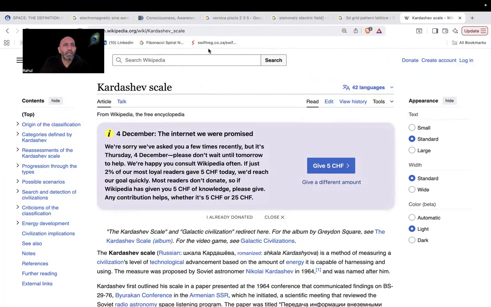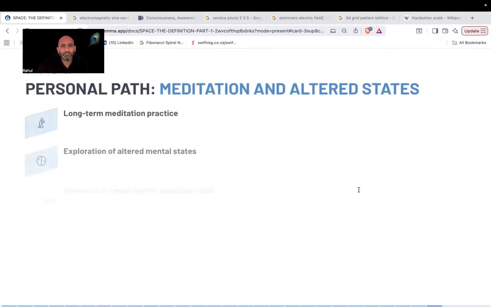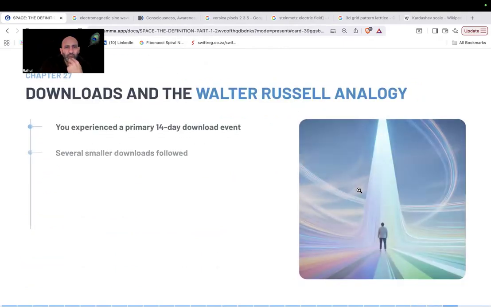And it all goes back to, for me, this. And until we understand how to do that properly, how to understand electricity properly in the first place, we are unable to proceed on the Kardashev scale. Personal path, meditation and alternate. Okay, I've talked about that.